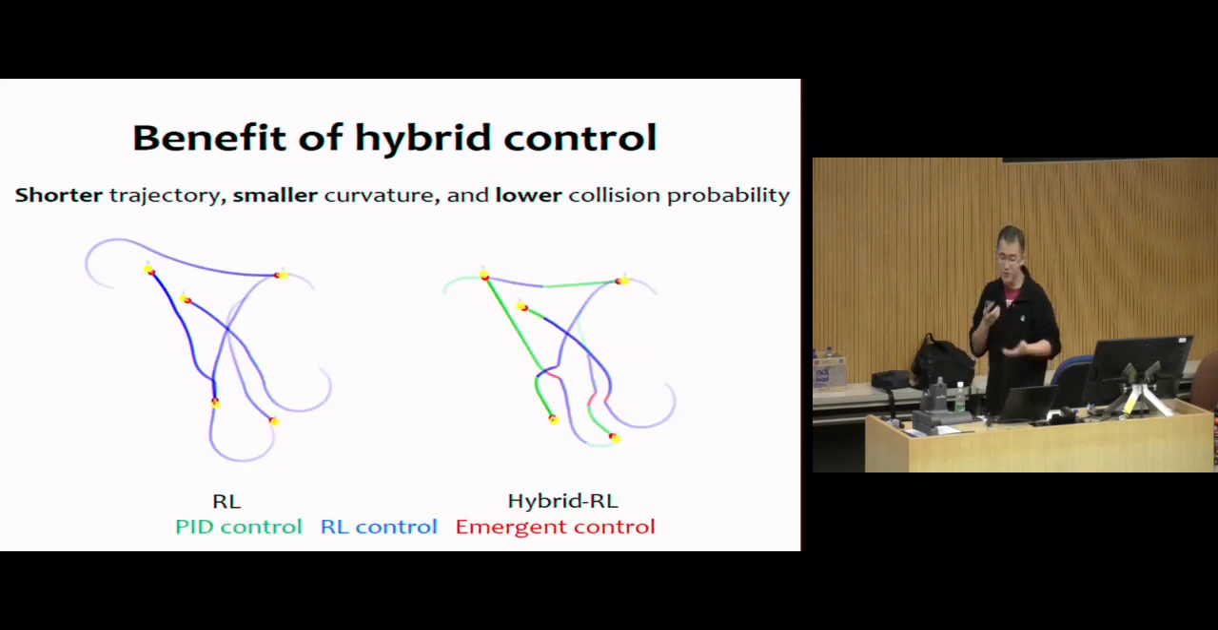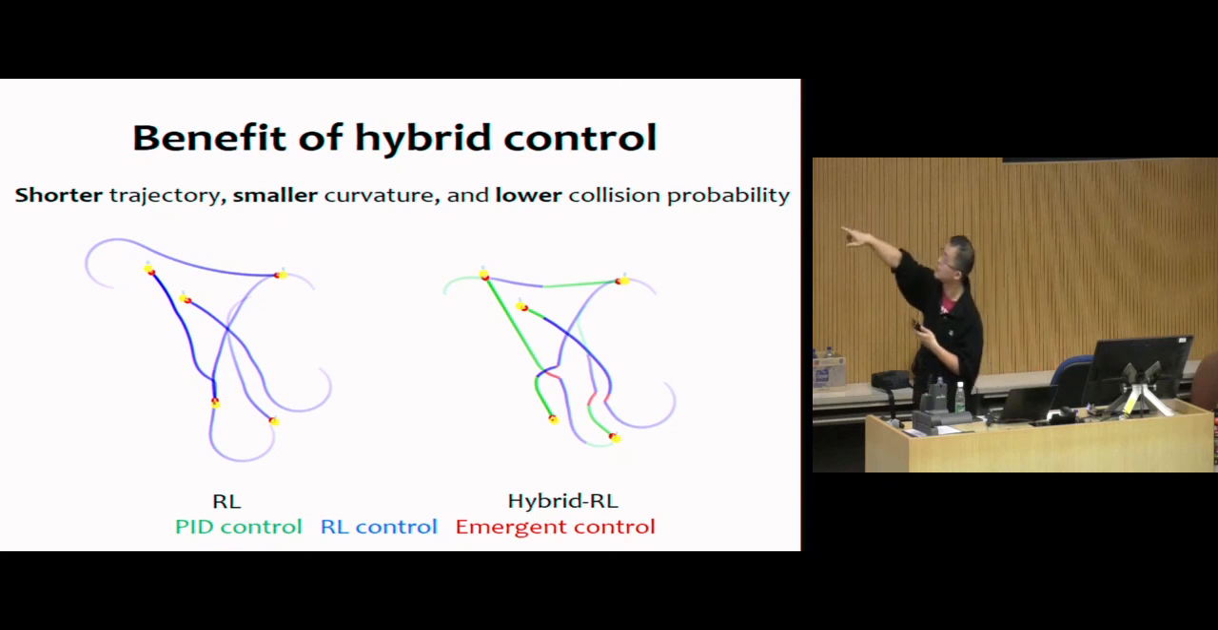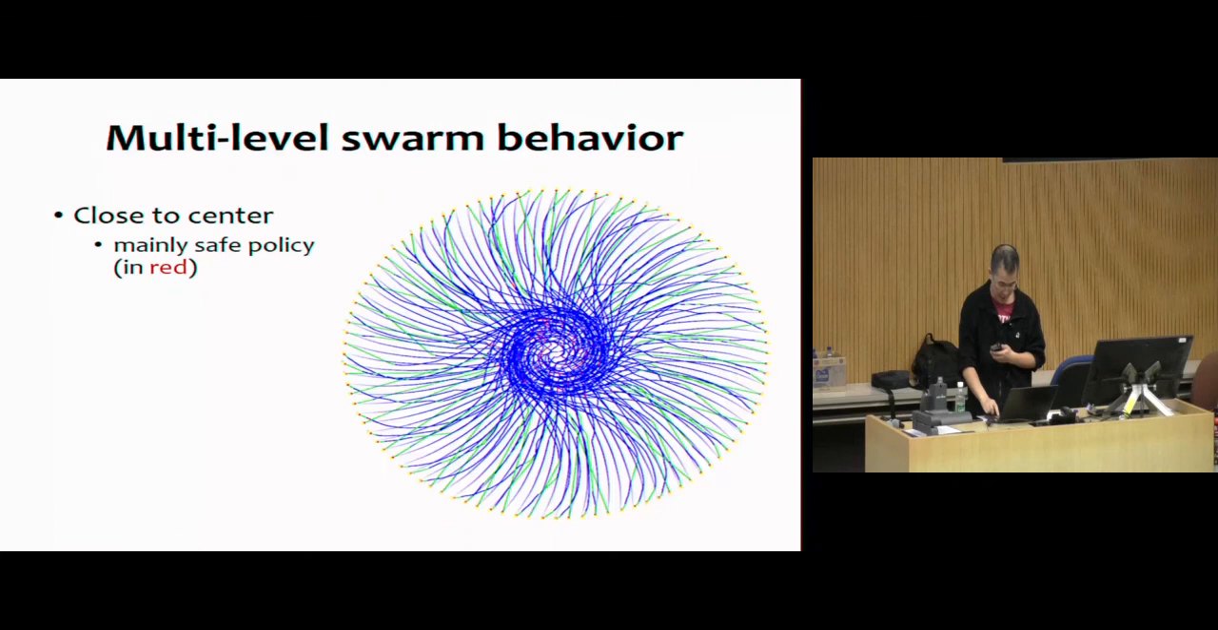After we use the hybrid control, we indeed found that many problems which exist in the learning-based control have disappeared. For example, the left side is the pure learning, and the right side is the hybrid control method. As you can see, in the blue one on the left you have some very large curvature, however in the right one the curvature is much smaller. And let's see, I have some examples here to show this kind of meta-level behavior.